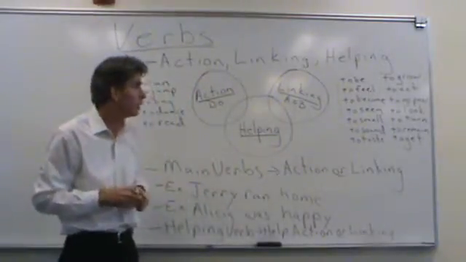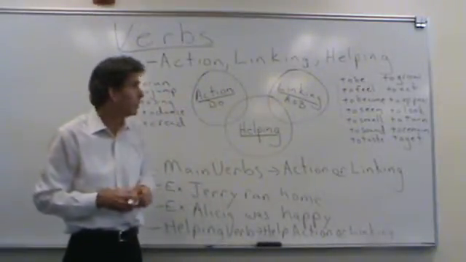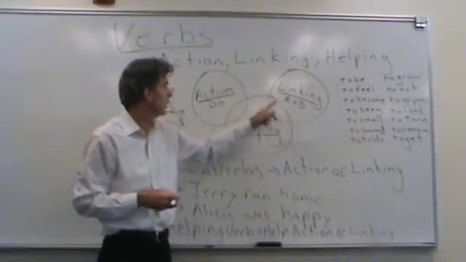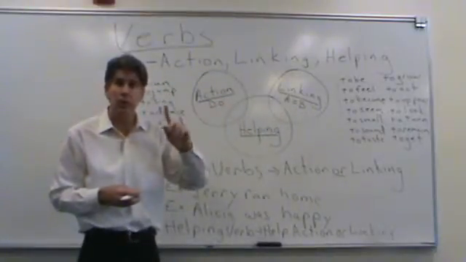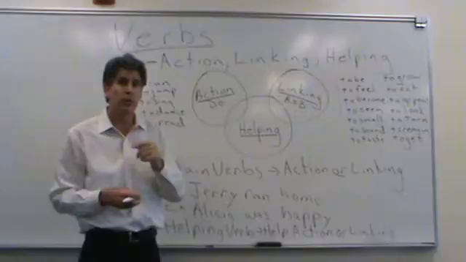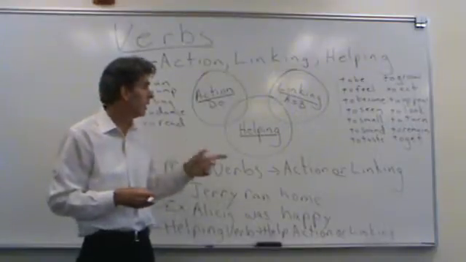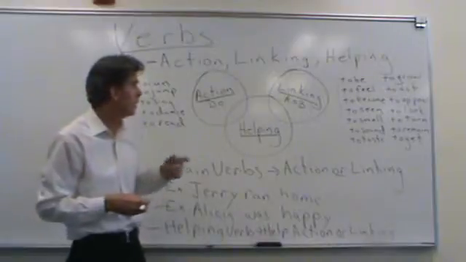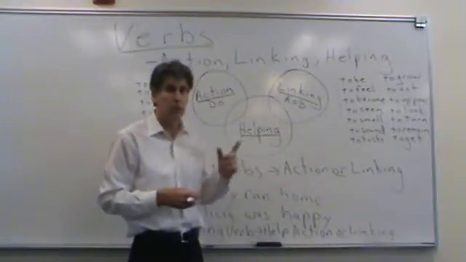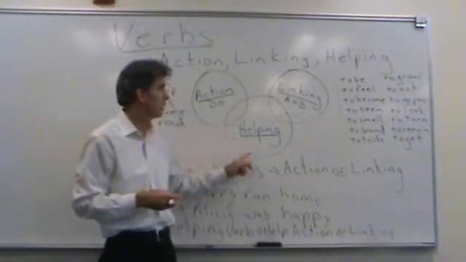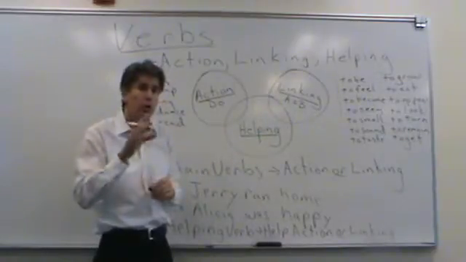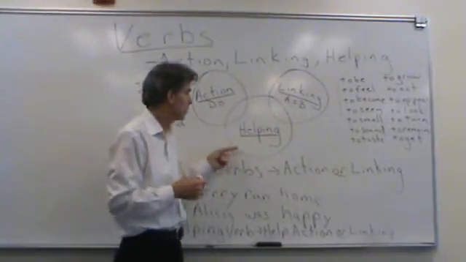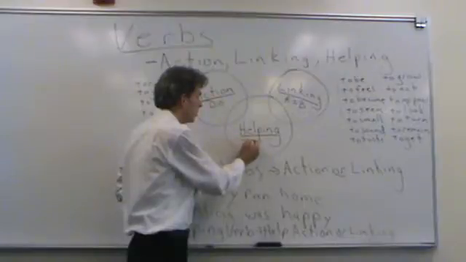Where people often get confused is they think that a linking verb is helping out an action verb. They never, ever, ever do that. Linking verbs will never help out an action verb. They don't do that. The main verb is this one or that one. Helping verbs help out action or they help out linking. Where the confusion happens is because the most common helping verb is the verb to be.